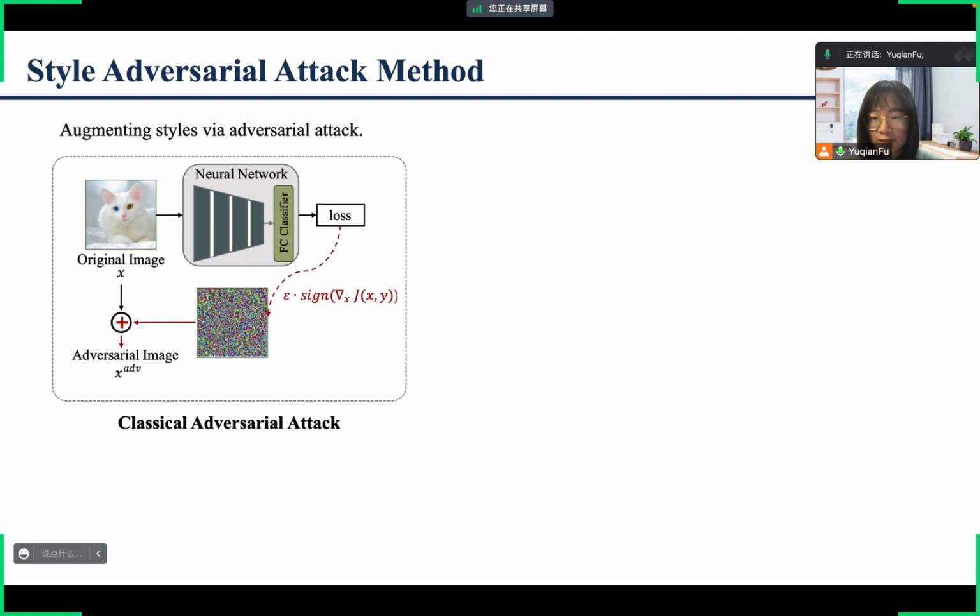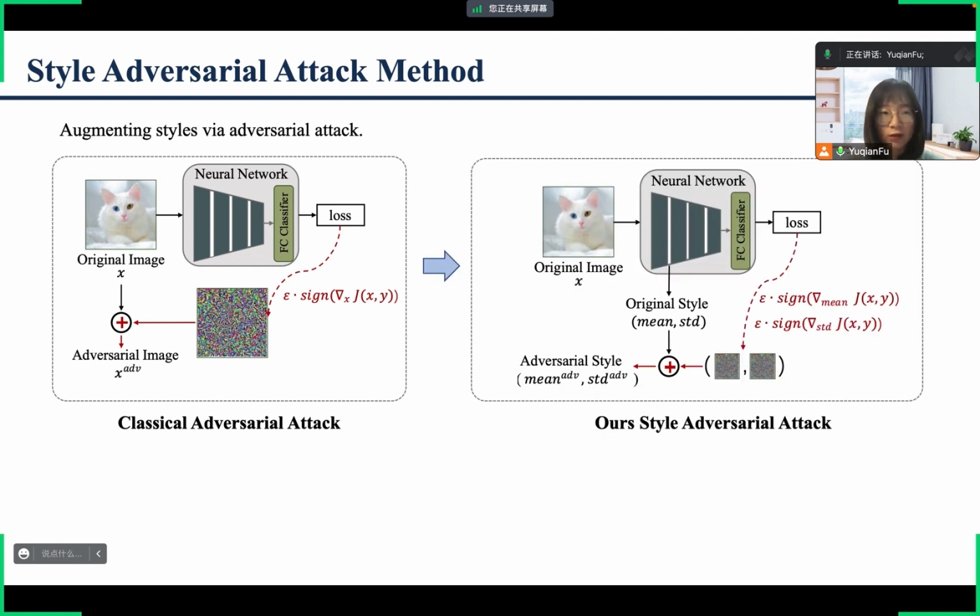Inspired by but different from the classical attack method, we propose a novel style attack method. As shown in this left figure, classical attack such as FGSM attacks the image pixels by adding the sign gradients with respect to the pixels. By contrast, rather than attacking the image pixels, we first extract the style, which is represented in the form of mean and std, and then we attack the style in a similar way. That is, we add the sign gradient with respect to the mean and std to the clean original style. In this way, we form the adversarial styles. Since it is achieved by attacking, the generated adversarial styles are naturally both virtual and hard.